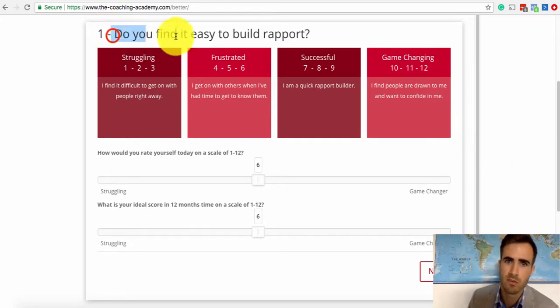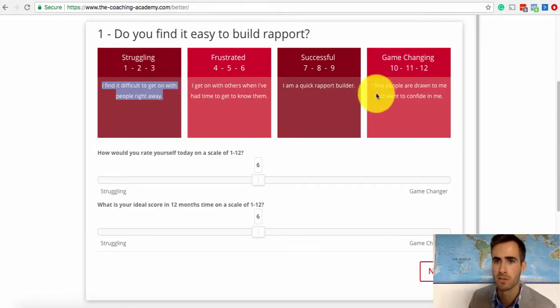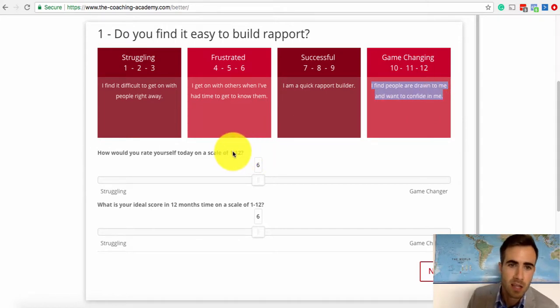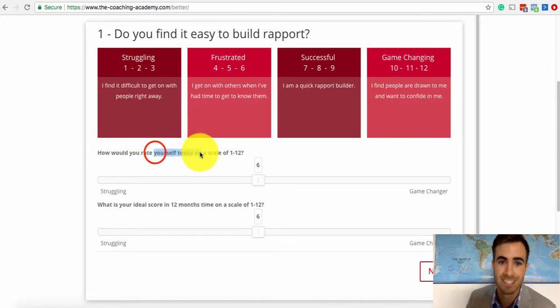So the first question, do you find it easy to build rapport? Again, you've got your 4 columns of answers that people get to read, all the way from struggling, such as I find it difficult to get on with people right away, all the way through to I find people are drawn to me and want to confide in me. At the bottom here, you get to then rate yourself on a scale of 1 to 12. So this is how would you rate yourself today?